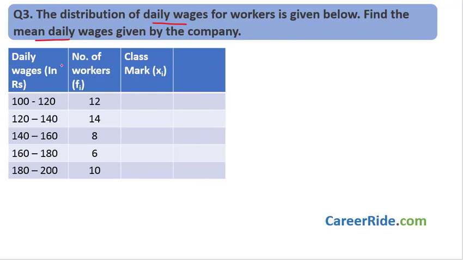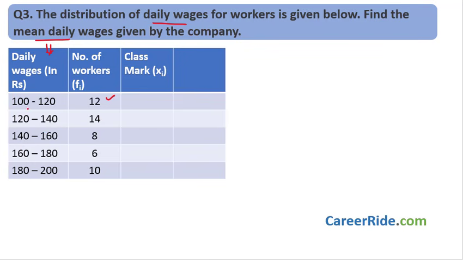See carefully. When you see the table, the first column is what? The daily wages in rupees for the workers. And it is seen that the data is given in the form of grouped data, that is class intervals. So 100 to 120 rupees is made by 12 workers. Then 14 workers make between 120 to 140 rupees. 8 workers make between 140 to 160 rupees. We know this pretty well now.